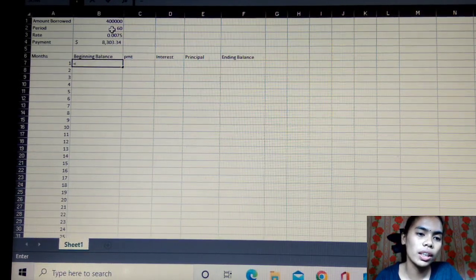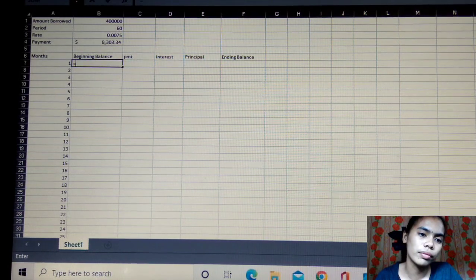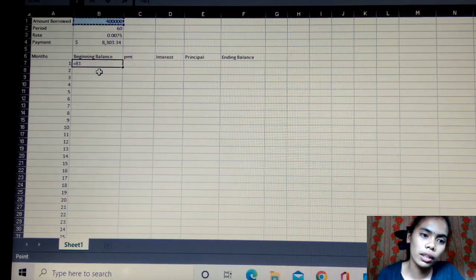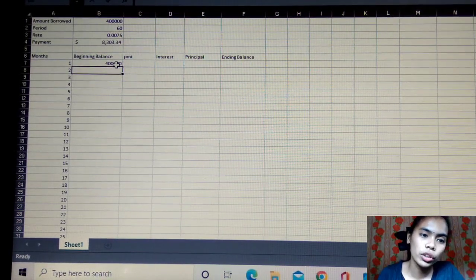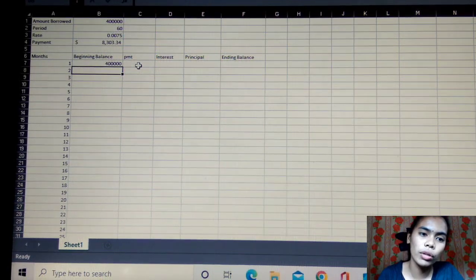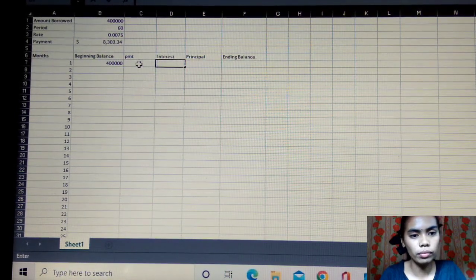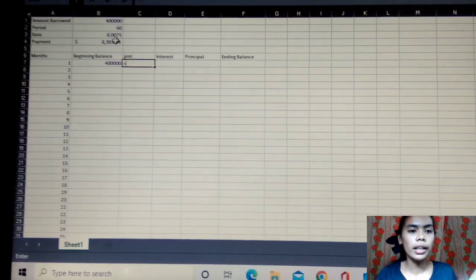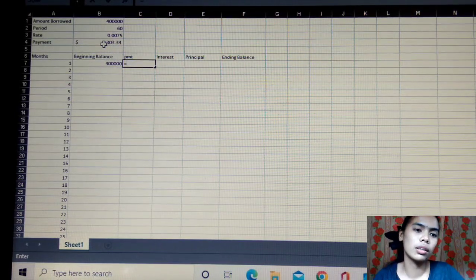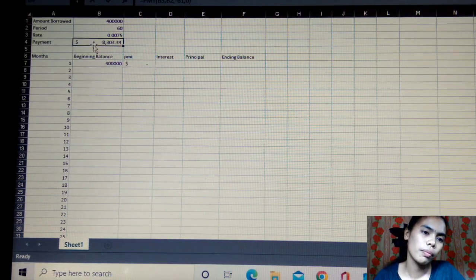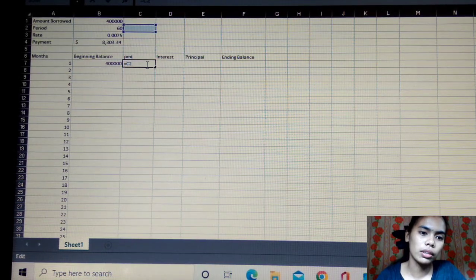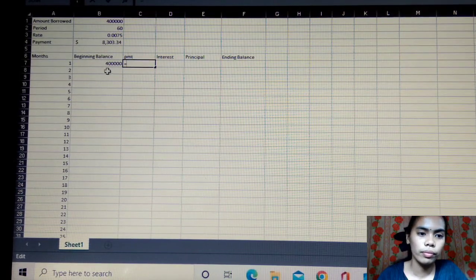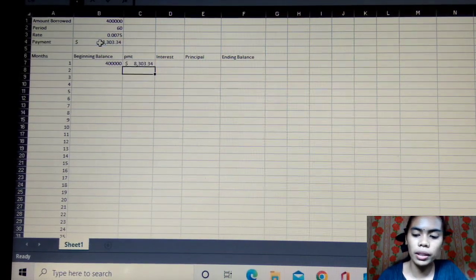For beginning balance, we will put an equal sign, then click the amount borrowed. Sorry for the inconvenience. And then enter. So our beginning balance is 400,000, and for our PMT, put an equal sign and then click the payment, and then enter.